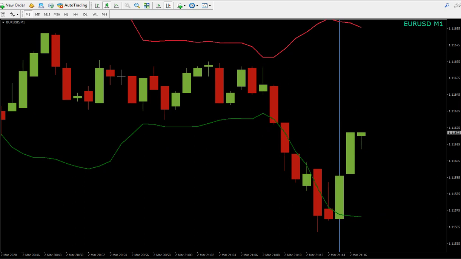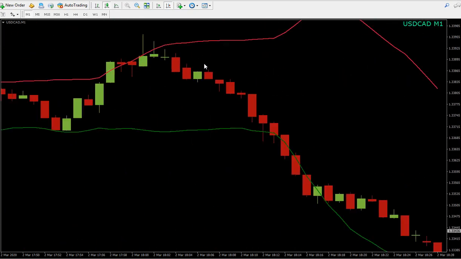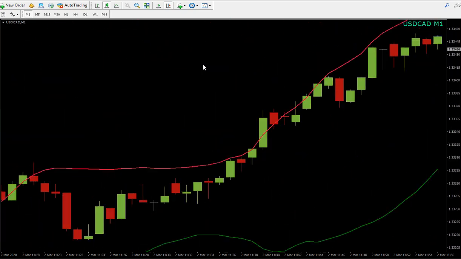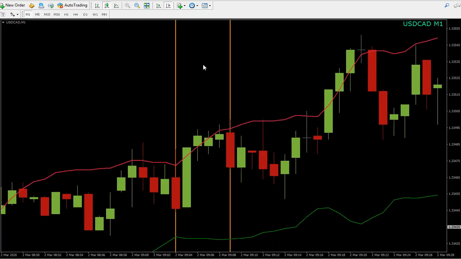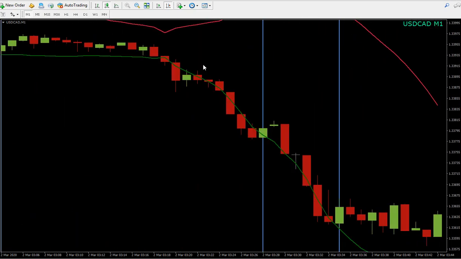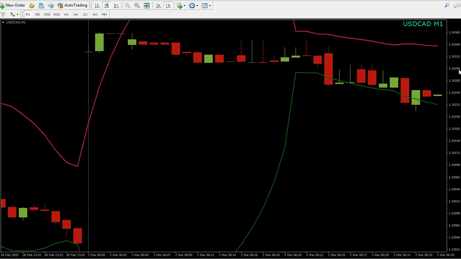Maybe we can pick a different currency pair like USD CAD. Let me drag it. Now we are on USD CAD. Let's try to analyze USD CAD for, I think, today, maybe just today only. This is the last pair we are doing so that we are able to get the clarity. It's good to understand what the market is doing before you enter a trade.